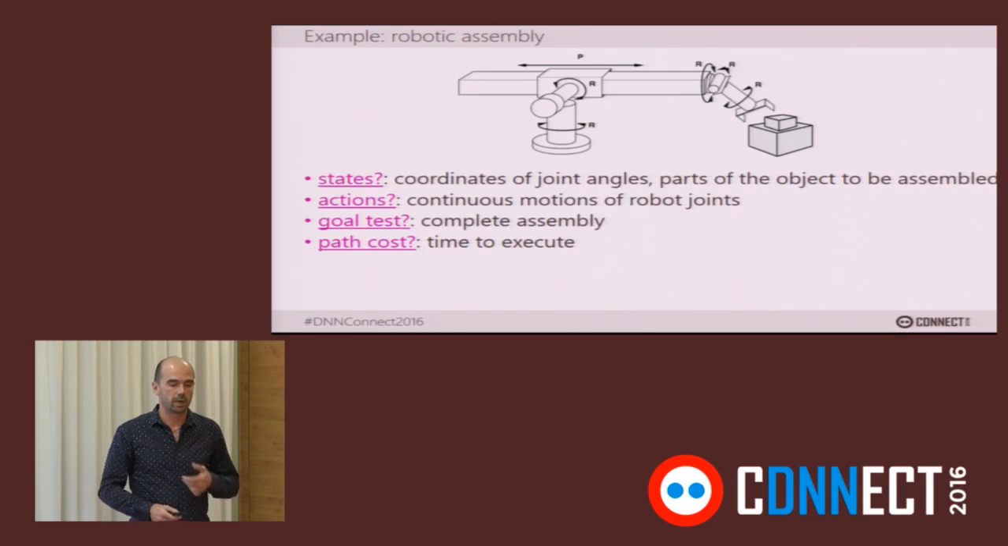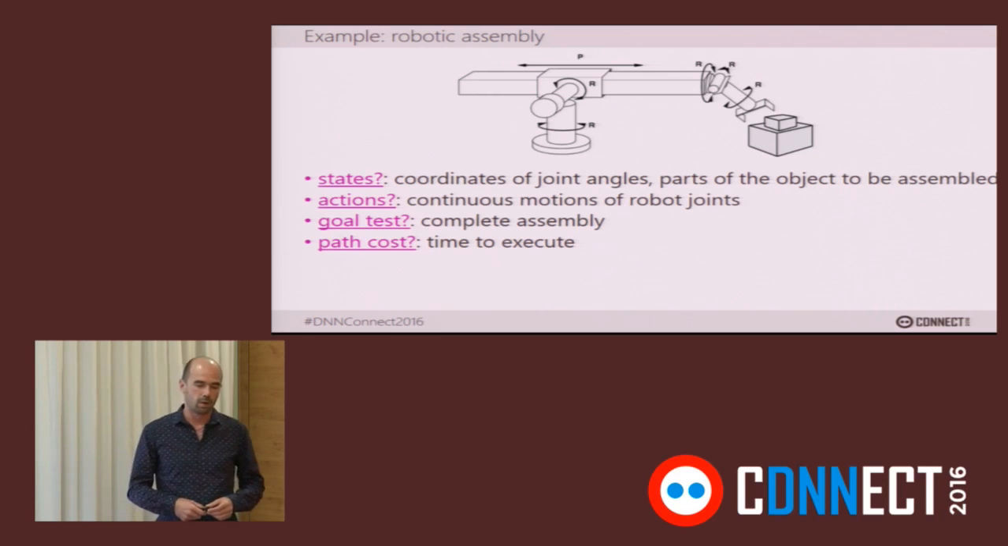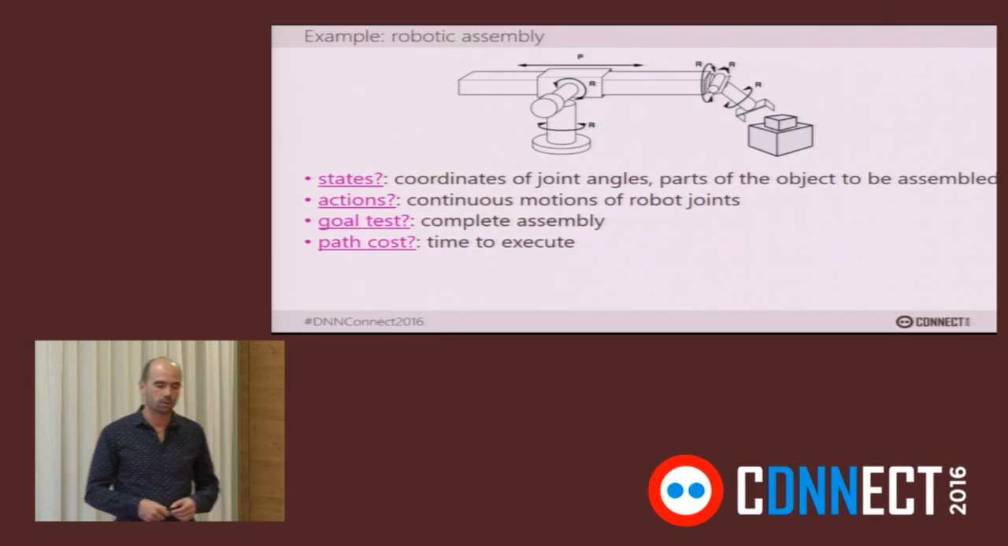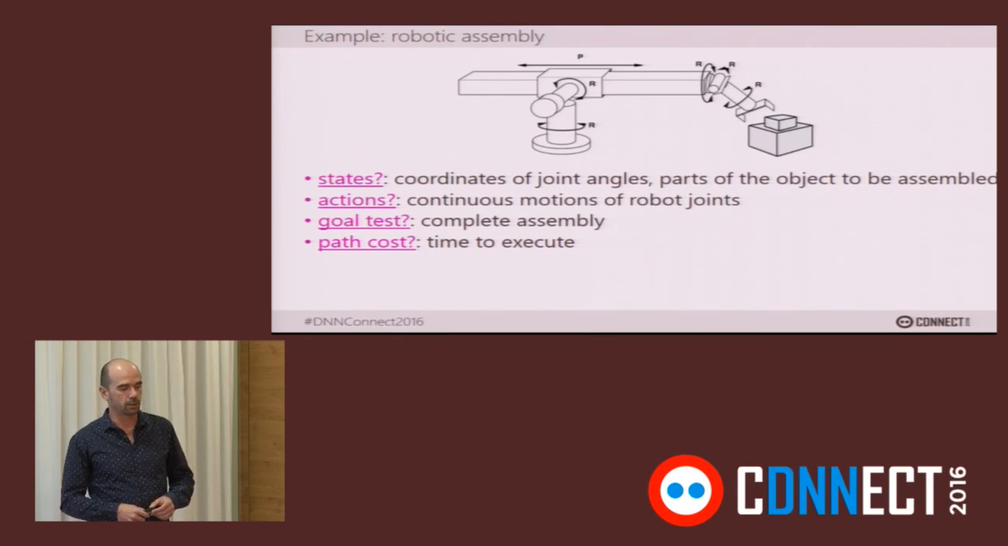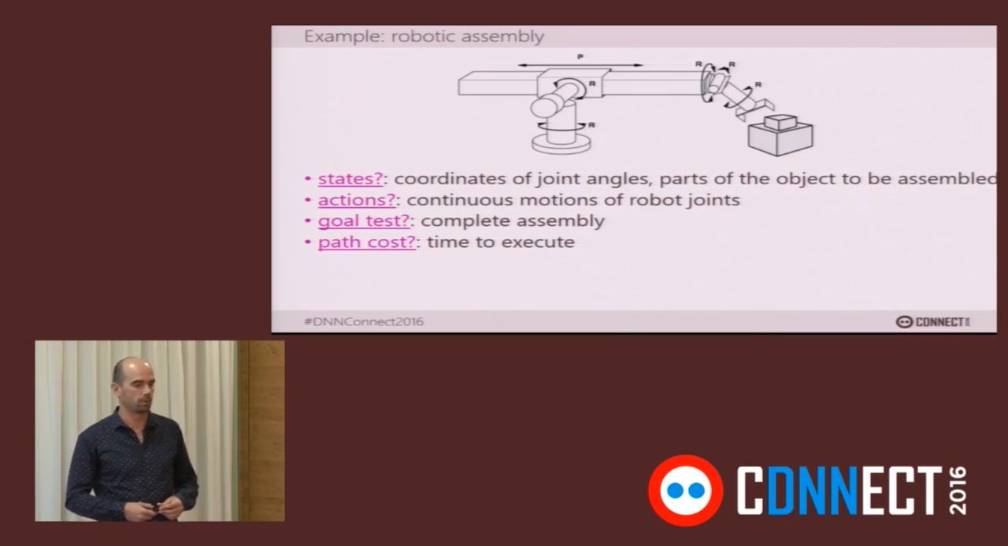And this is the way animals and a lot of systems look at things if they don't have something better to do. So let's take, for example, robotic assembly, where the states will be the coordinates of joint angles, the part of the object to be assembled, and the actions, the continuous motion of robot joints. The goal test will be the complete assembly, and the path cost the time to execute. But you can replace that with any problem that you might have.